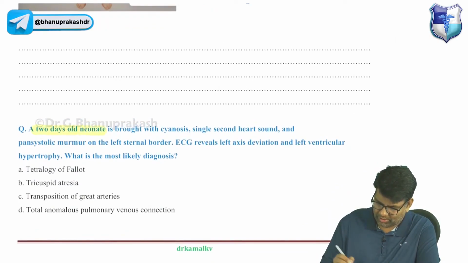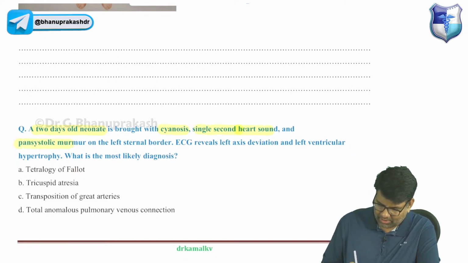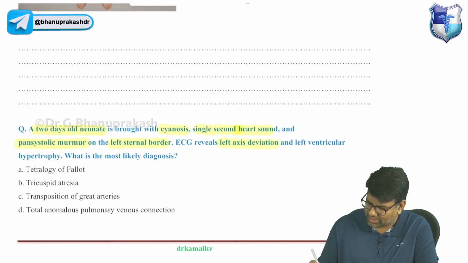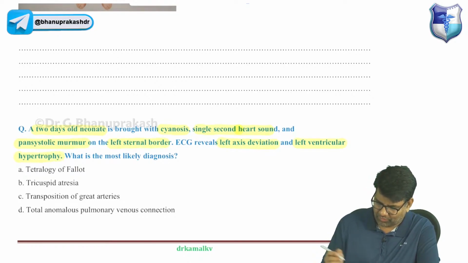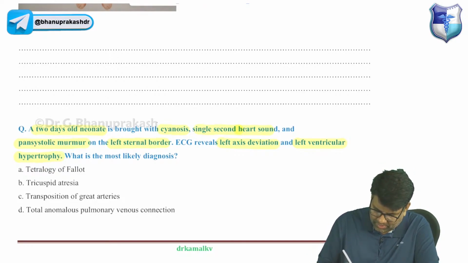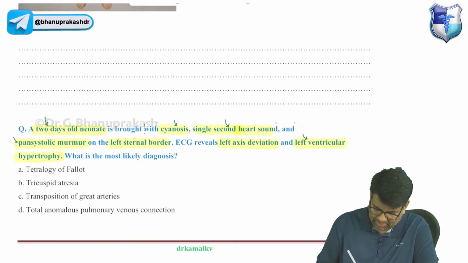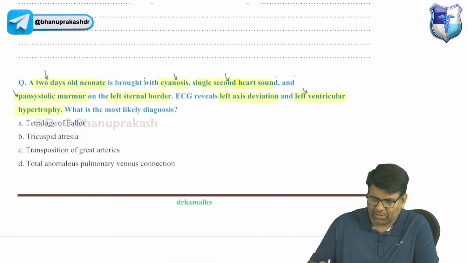A 2 days old neonate with cyanosis, single heart sound, and pansystolic murmur at the left sternal border. ECG shows left axis deviation and left ventricular hypertrophy. What can be your diagnosis? Please read the words properly. A 2 days old neonate, there is cyanosis, single heart sound, and left ventricular hypertrophy with a pansystolic murmur. What can be the presentation?